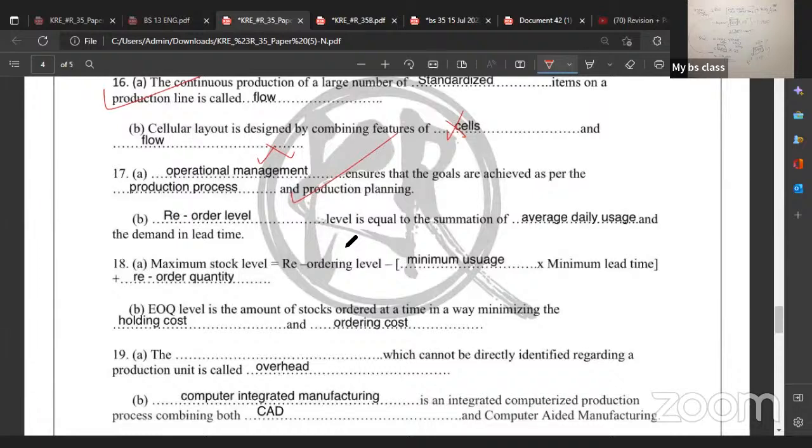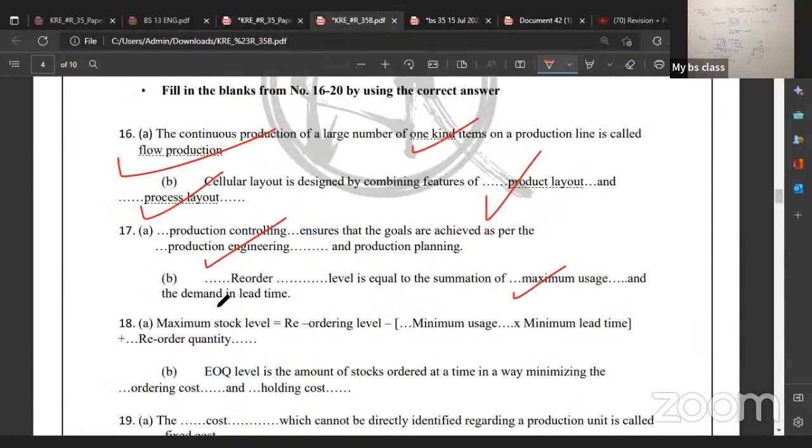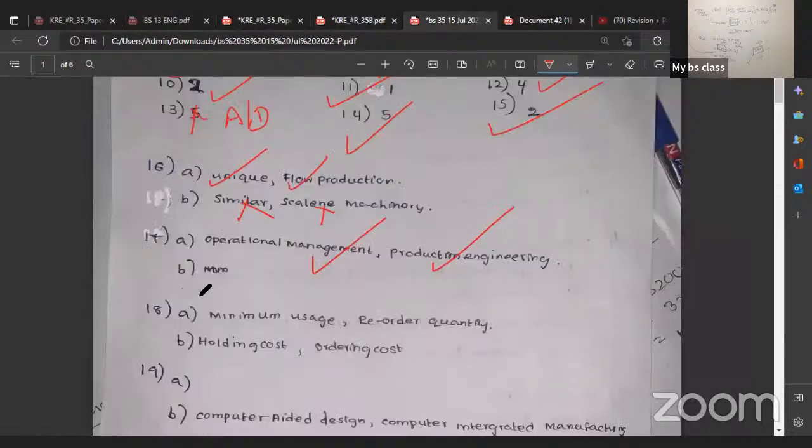Reorder level is equal to the summation of average daily usage and the demand in the lead time. And it's not the average daily usage, guys, it's the maximum, right? From the average, guys, it's the maximum usage into the demand in the lead time. It's the maximum into maximum.